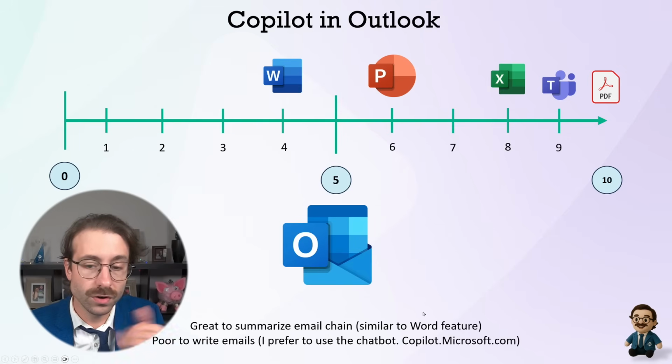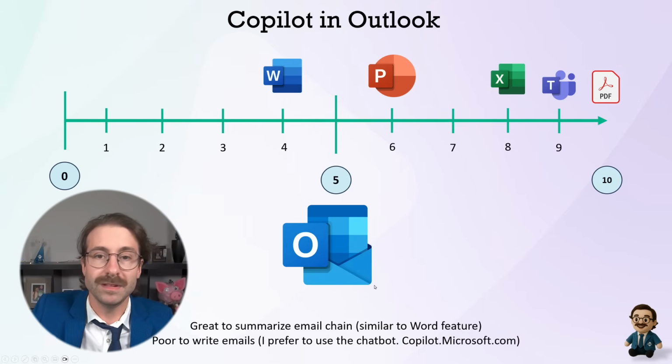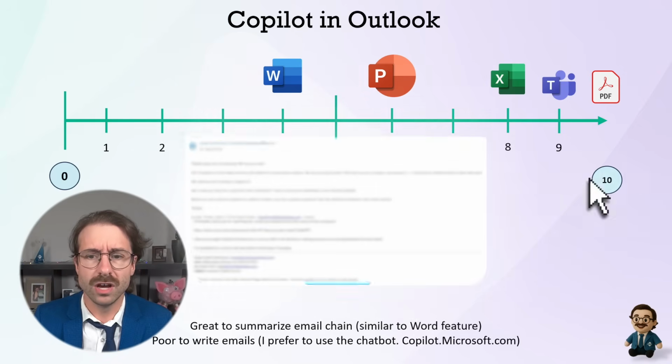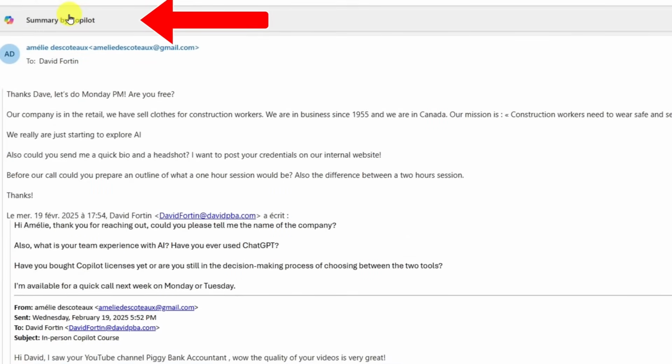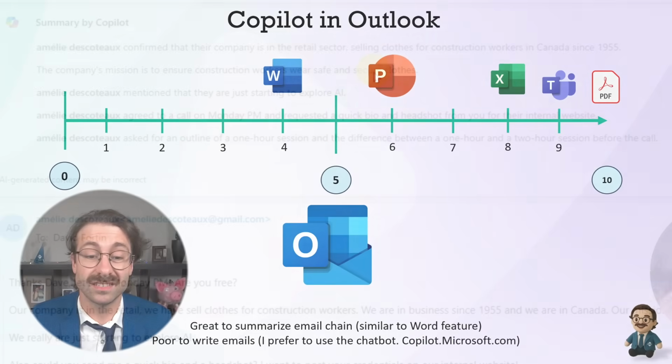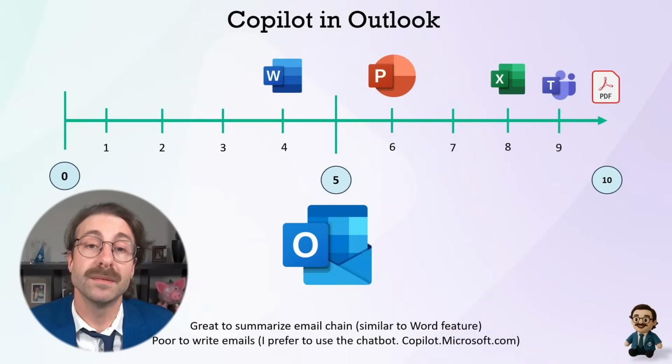Really similar to the Word feature, where you have a long email chain, you went on vacation, you don't have time to catch up on this email. It's important, but not that much, because Copilot can miss some key points. You just click on the top of your email, summarized by Copilot. It's going to do very similarly to what it does in Word, and boom. But again, why am I not giving it more than 5? It's because to write emails, it's doing a poor job.